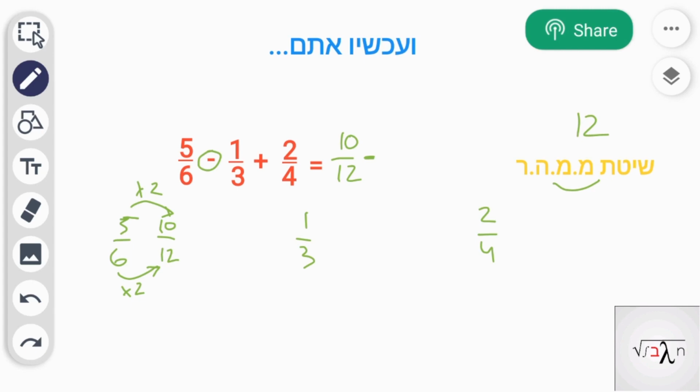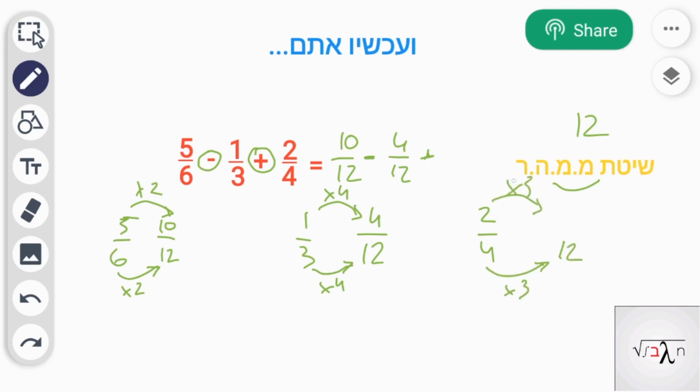Now the second fraction, 1/3. I'll extend the denominator 3 to 12 by multiplying by 4. The same for the numerator, and I'll get 4 over 12. The operation between the second and the third fractions is plus. So I'll write it over here as well. Now the last fraction. I'll extend the 4 to 12 by multiplying by 3. And the same goes for the numerator. 2 times 3 equals 6.